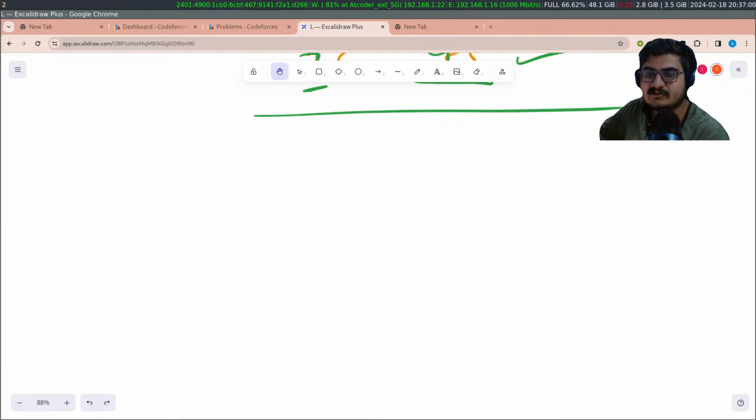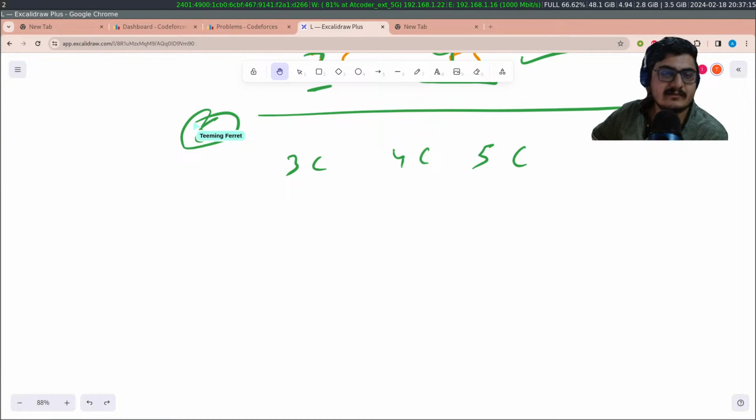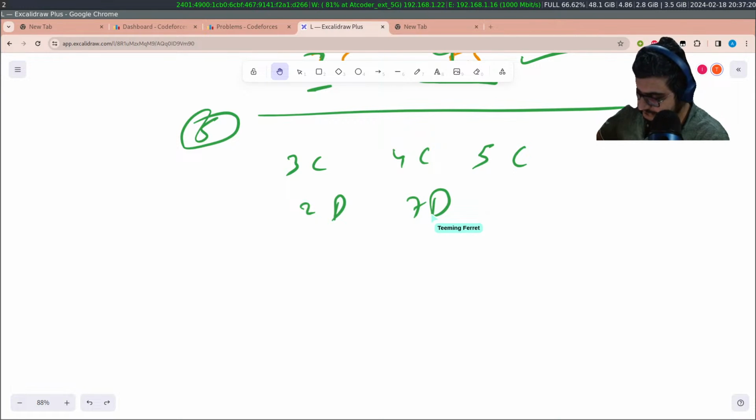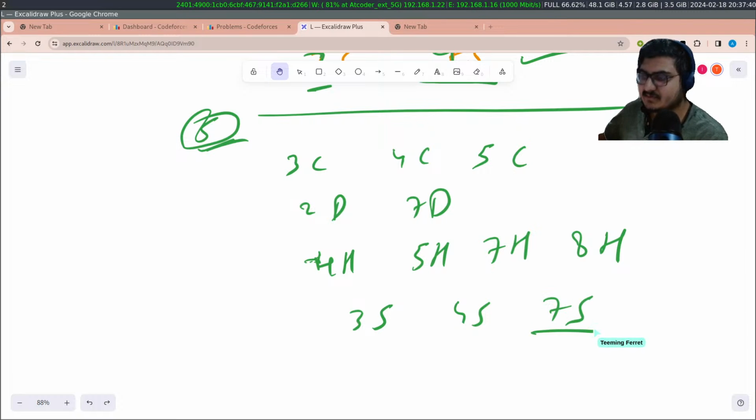So the idea I had to solve this problem was to group all the cards of the same suit in an array over here, something like that. For example, 3C, 4C, 5C. Let's say there are three suits. S is our trump suit. And the others are, let's say, 2D, 7D, and 4H, 5H, 7H, 8H. And since S is the trump suit, we also have 3S, 4S, 7S. So these are the trump cards.